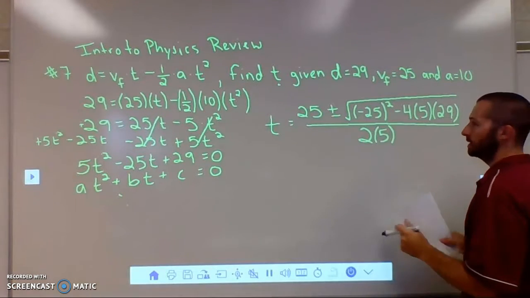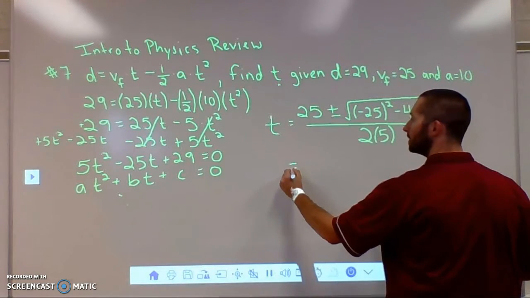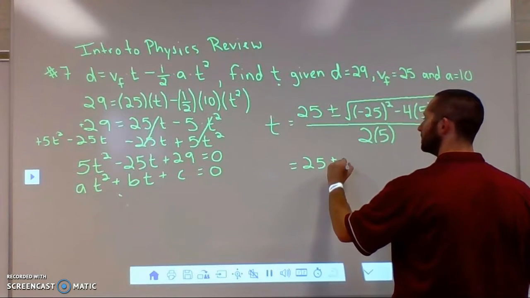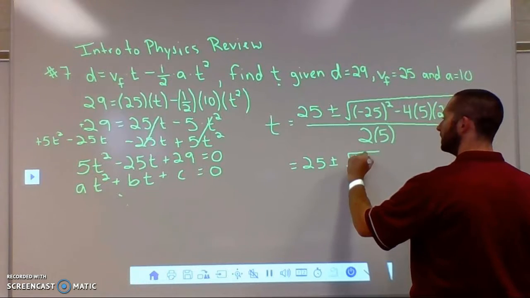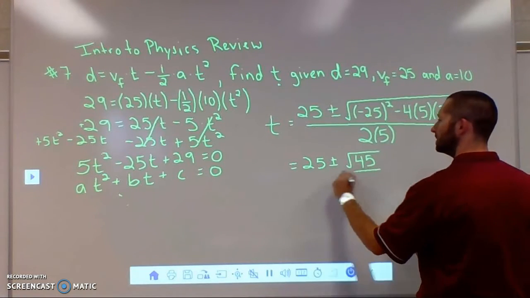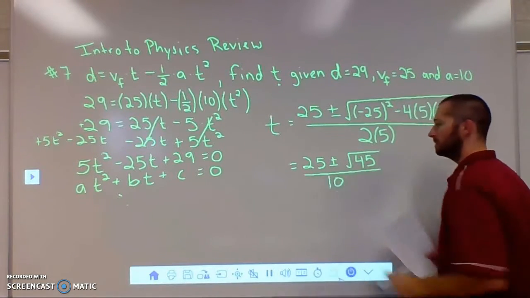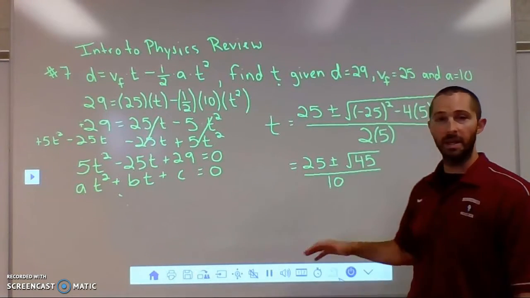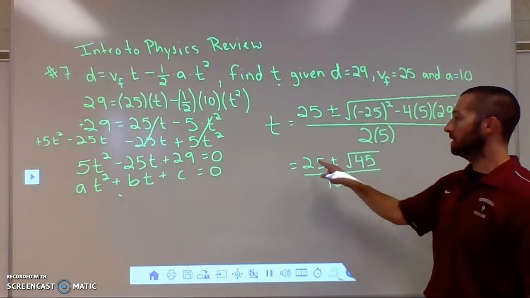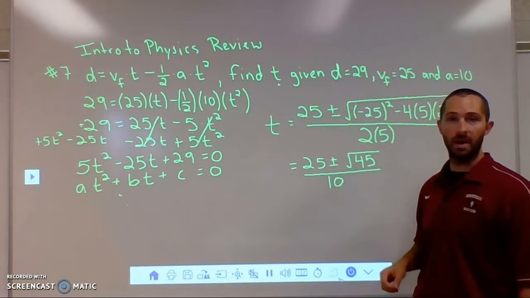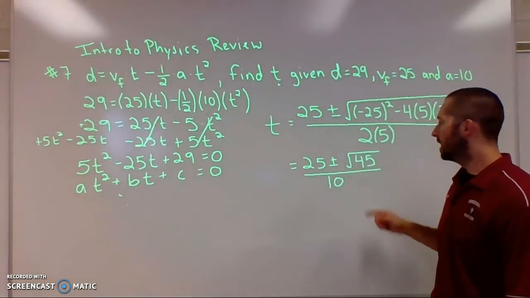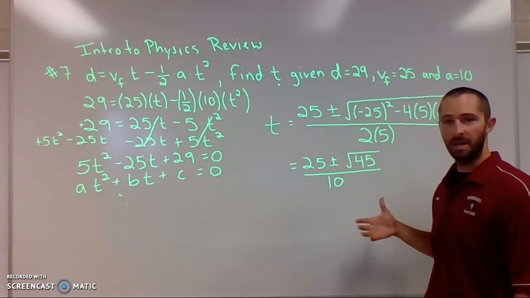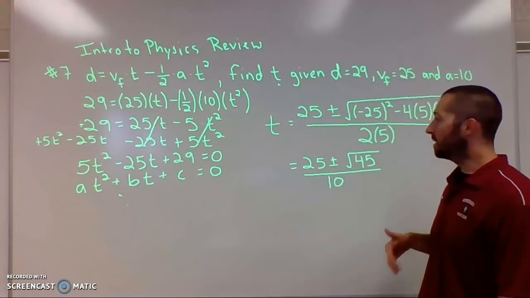Underneath the radical, if we simplify through our calculations, we should end up with 25 plus or minus the square root of 45, divided by 10. At this point, I can go ahead and calculate. I'm going to get two answers. One is going to be 25 minus the square root of 45, divided by 10. The second one will be 25 plus the square root of 45, divided by 10.